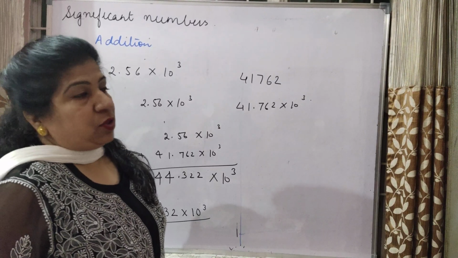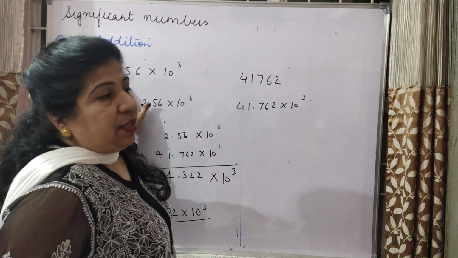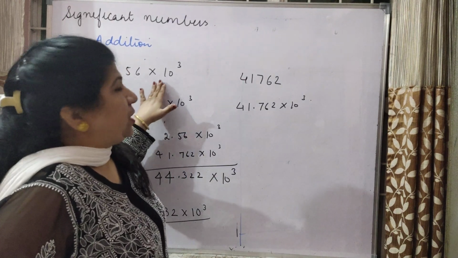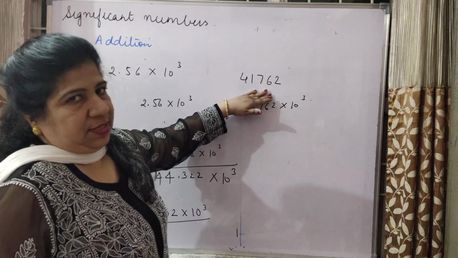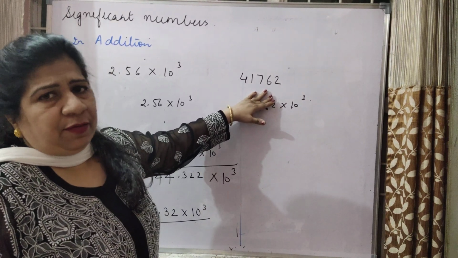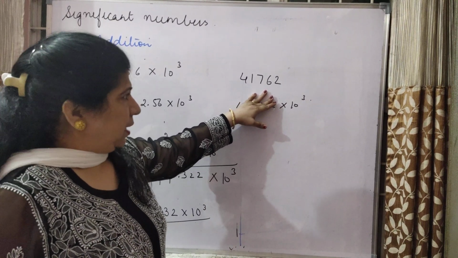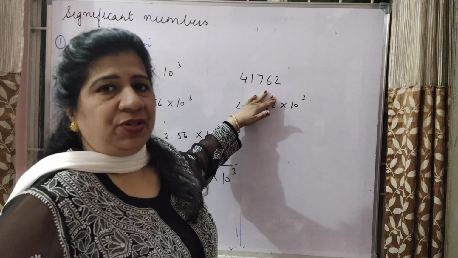Now, a question can also be like this. This is given in the power of 10. This is 2.56 into 10 to the power of 3. And this is given just as a digit. So whether we have to subtract or add, I'm showing you the addition. You can even do the subtraction in the same way.